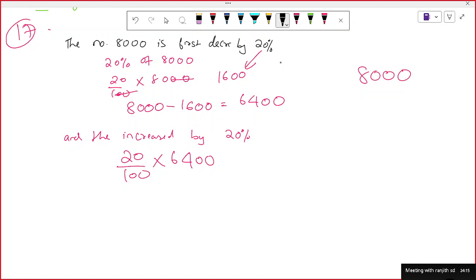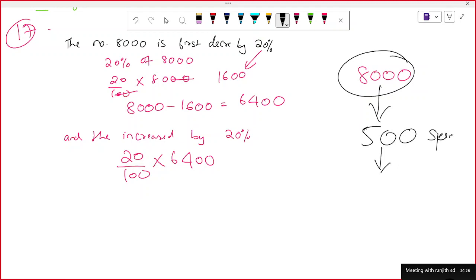Okay, what if percentage wasn't given, students? You all have 8,000 and you have spent 500. How much is left? 7,500, sir. Okay, 7,500 is left.